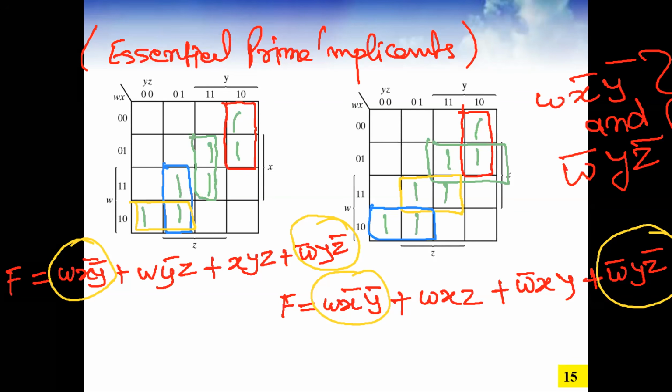This is the complete solution. But if I ask the question, find the essential prime implicants, you can write the complete expression, but you need to tell me what the essential prime implicants are. So there are 2 essential prime implicants. You have to write that we have 2 essential prime implicants, and these are they. Clear?